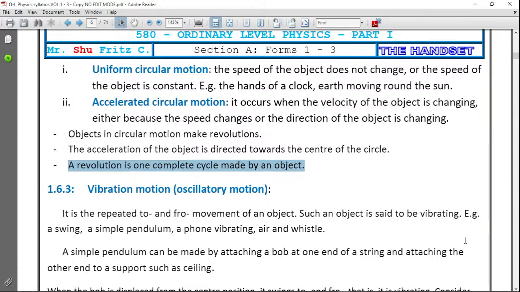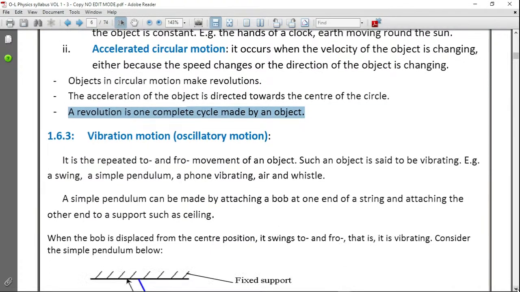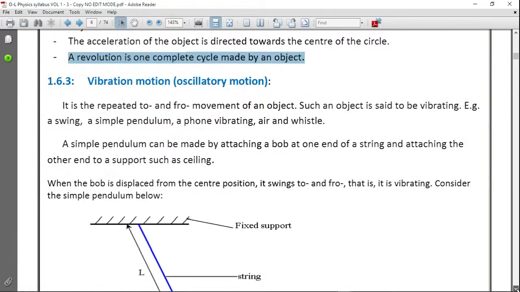Now we look at vibrational motion or oscillatory motion. Vibrational motion is defined as the to and fro movement of an object, the repeated to and fro movement of an object. To and fro means forward and backward. So the repeated forward and backward movement of an object is what we define as vibrational motion or oscillatory motion. Such an object is said to be vibrating.